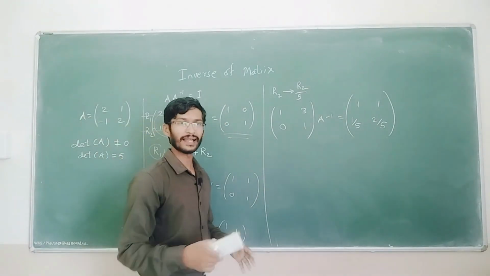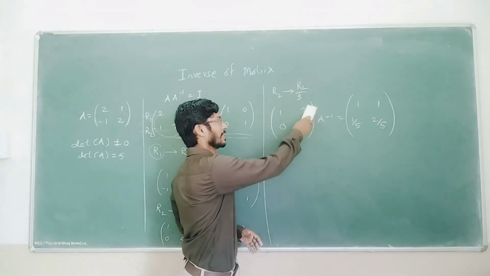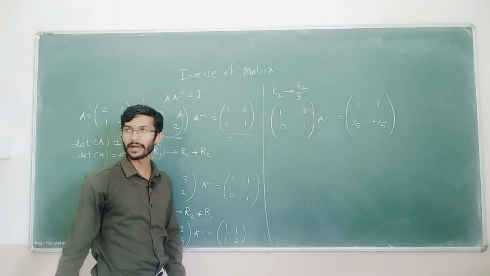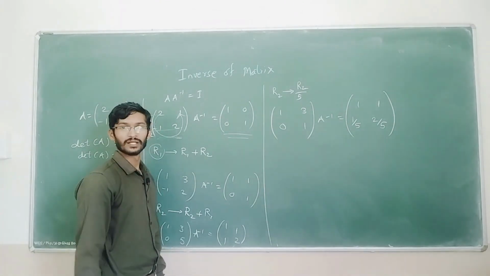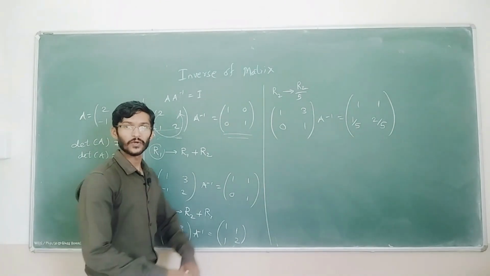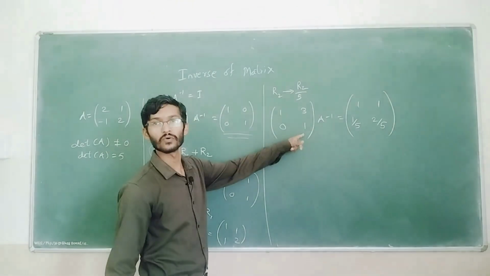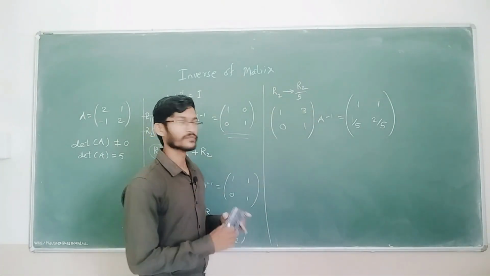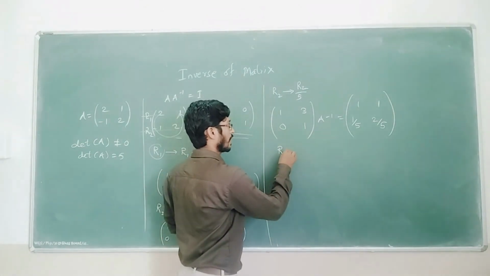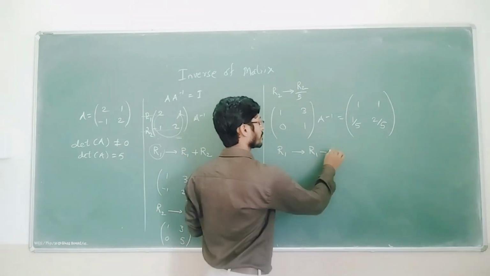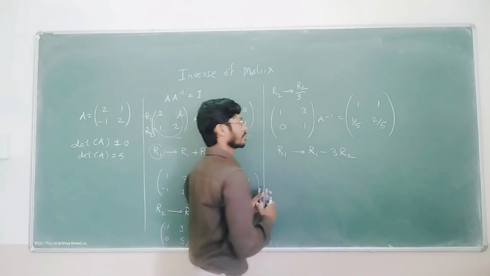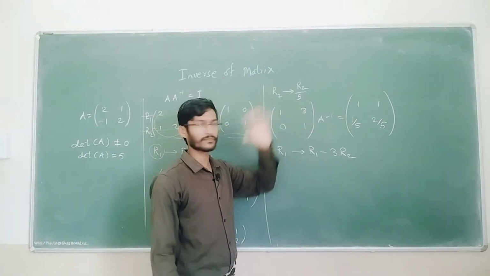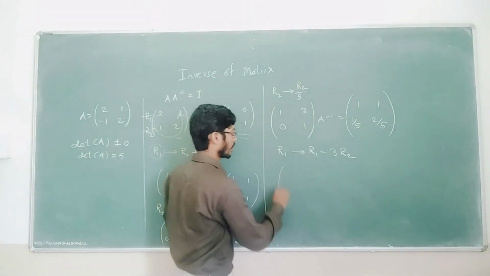And now one last element is remaining, this. If this becomes 0, then I will convert this into a unit matrix. So what do I have to do? I have to subtract 3R2 from R1. Then what will I get? R1 has to be changed: R1 minus 3R2. Multiply this row by 3, and then subtract from the first row. Then what will we get?